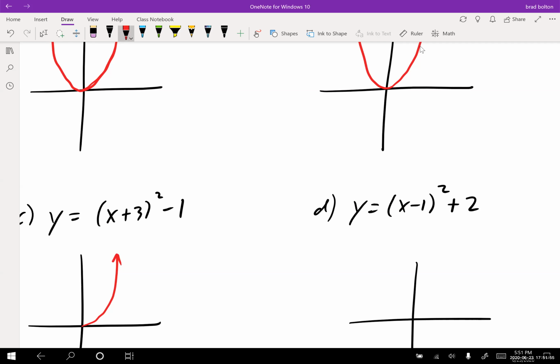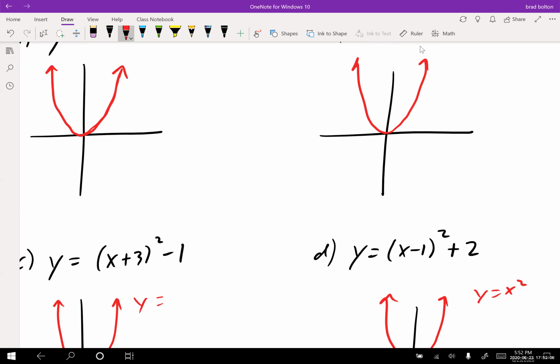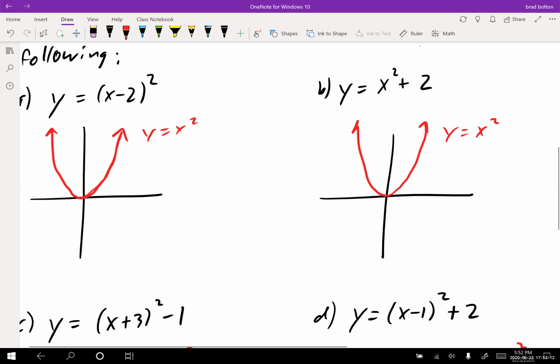That's the basic parabola. For this one, that's the basic. So for all of those, the red is y equals x squared. That's our parent function, right? So what we want to do is take that function and shift it to the left, to the right, up, down, whatever the case may be.